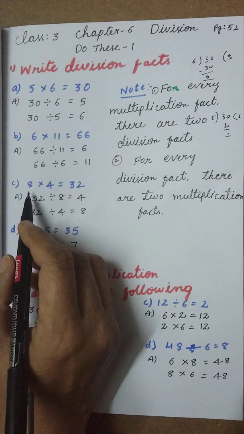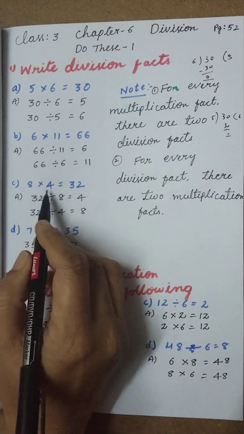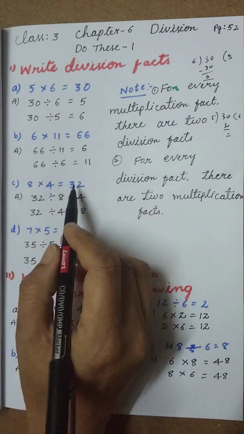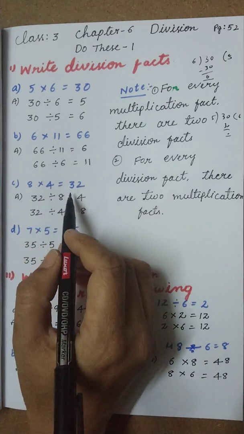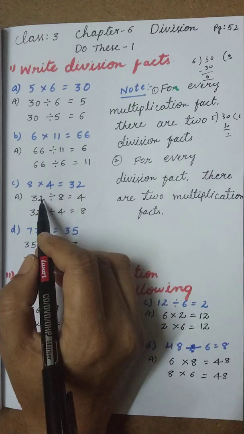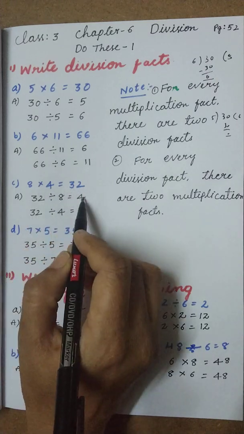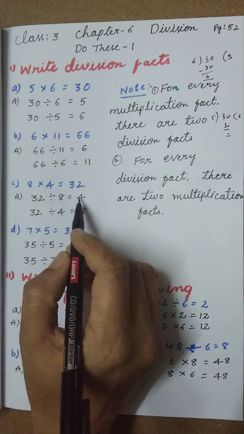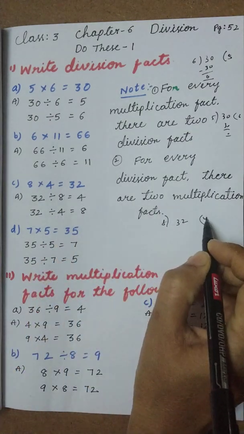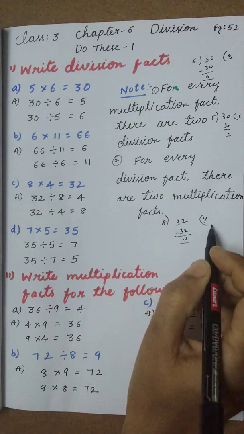Next question, see. 8 fours are 32. 8 into 4 equal to 32. This is the multiplication fact. For this multiplication fact, we have to write two division facts. 32 first I have written here, divided by 8. 32 divided by 8 equal to 4. 8 fours are 32 only, no. That's why we are getting the 4. Okay. See here, 32 divided by 8 equal to 4, since 8 fours are 32. Okay, we are getting 4.